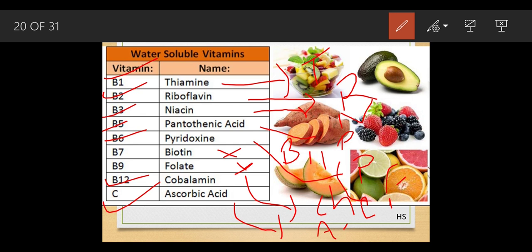So in this way you have to learn. Biotin and folate, as I already said, are not in your syllabus. And vitamin C can be directly learned as ascorbic acid.